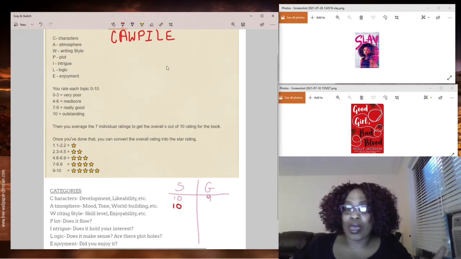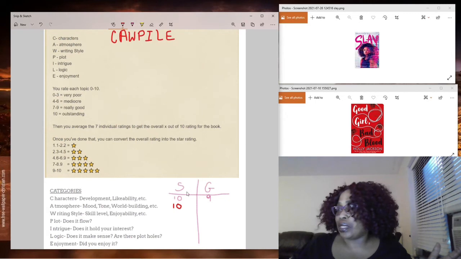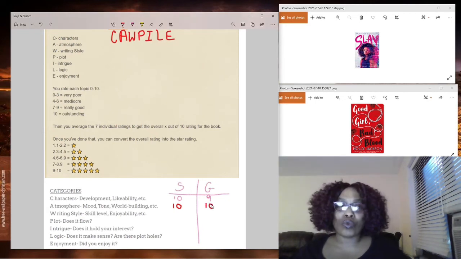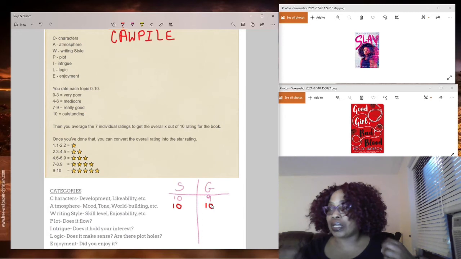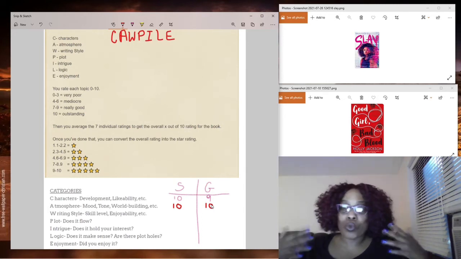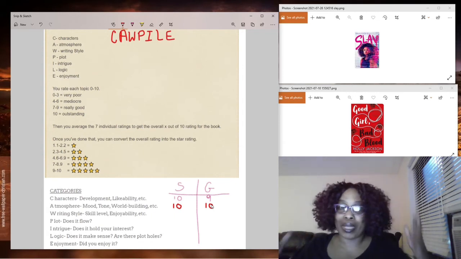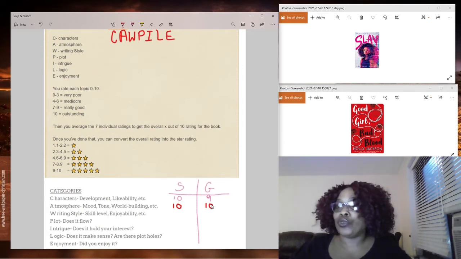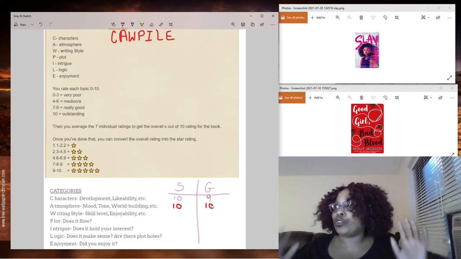Also, I gave Good Girl, Bad Blood a 10 because the town was written really well. I don't know what it is, but I love small towns. So anytime a book is set in a small town, I'm so invested because I've always wanted to live in a small town. I live in a big place, in New York City. And I love that in a small town you can go anywhere and somebody knows you.